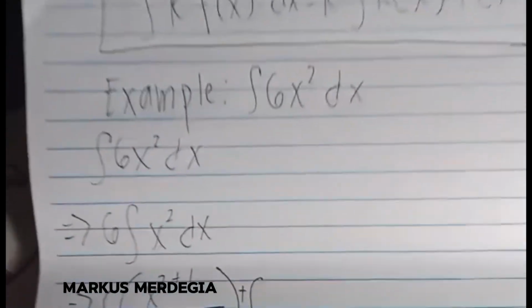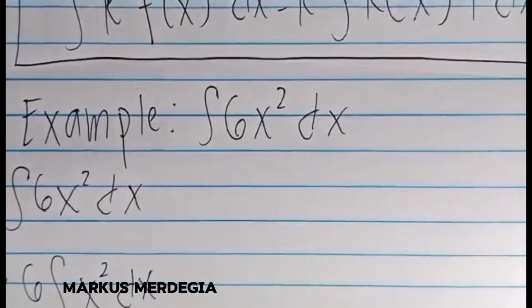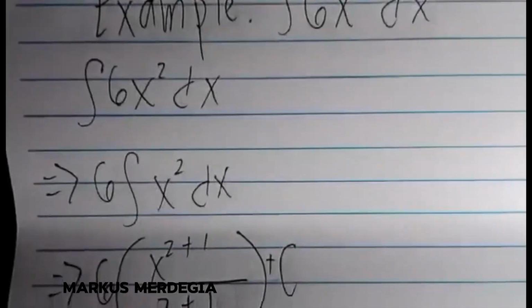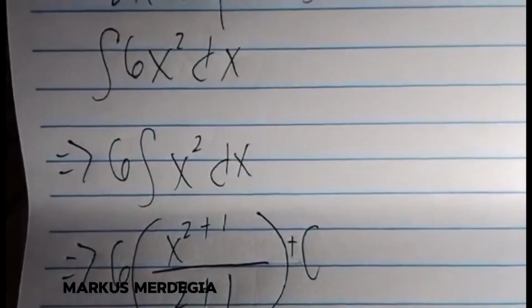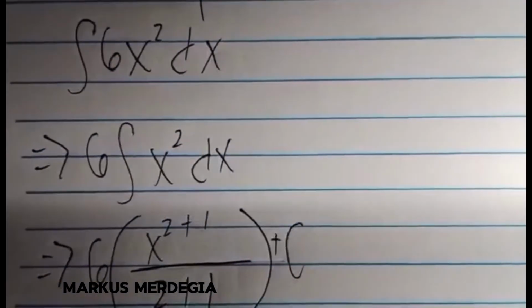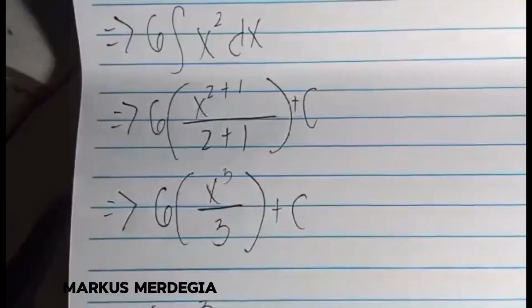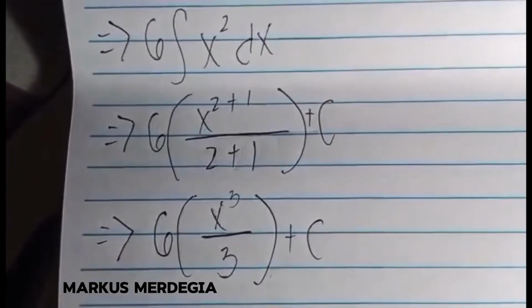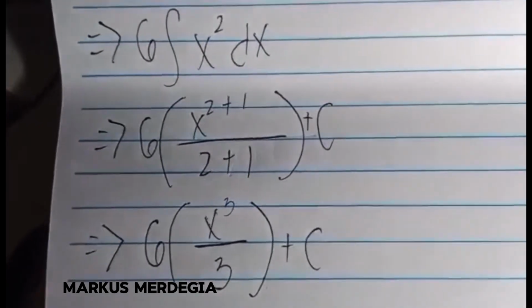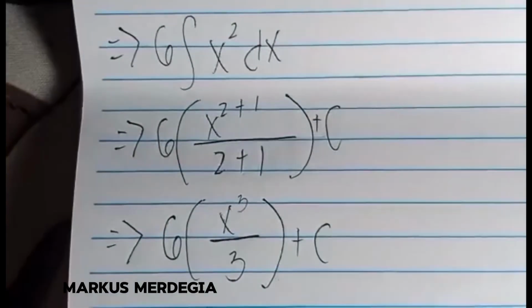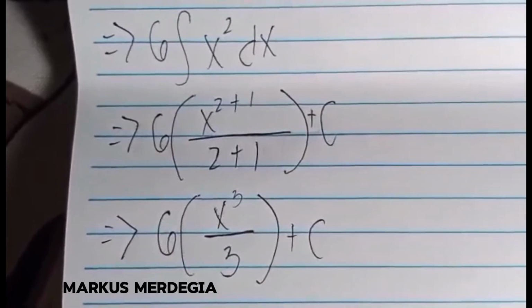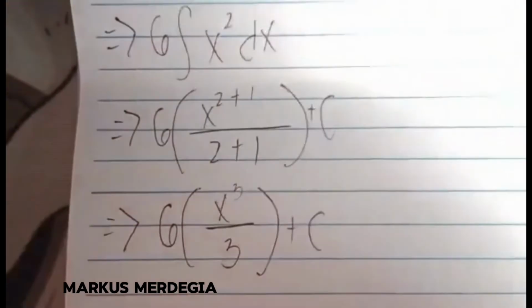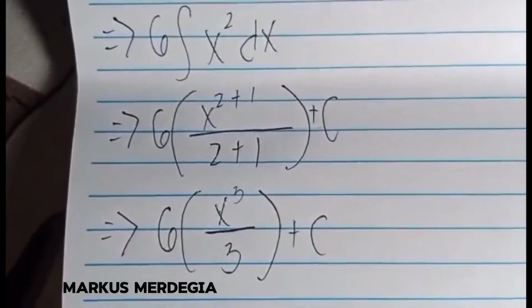We have here at the example the integral of 6x squared dx. First, we will have to remove 6 inside the integral and leave the x squared dx inside. After we remove that 6 inside the integral, we will add 1 to the exponent of x. So we have here now x squared plus 1. After that, we will write a denominator with 2 plus 1.